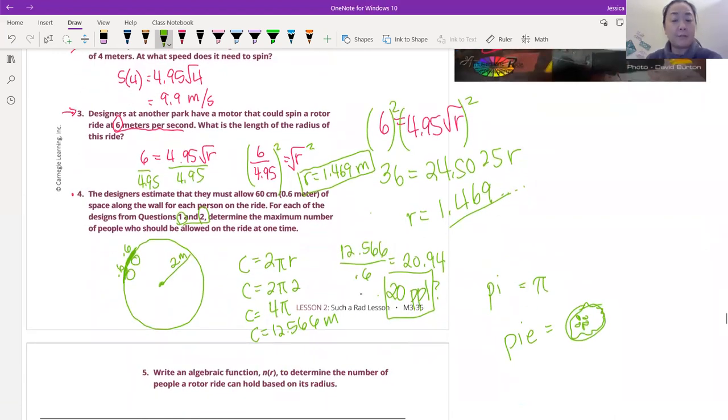Because of those little errors, you're like, oh, that's just the one little square there, right? That's a big difference. All right, so number 4.